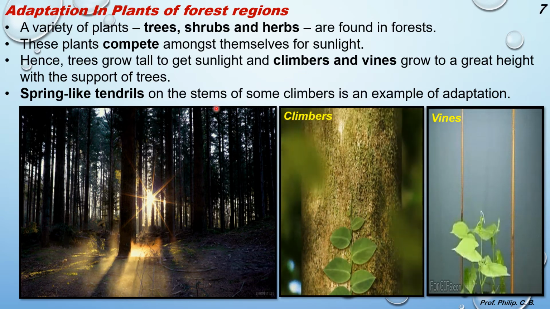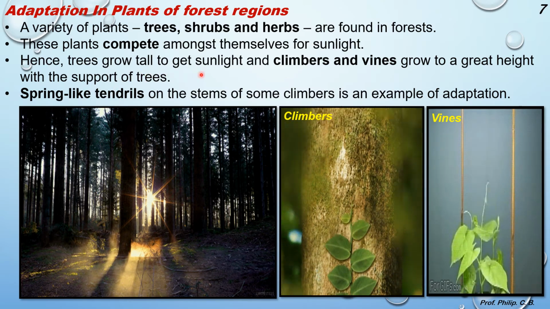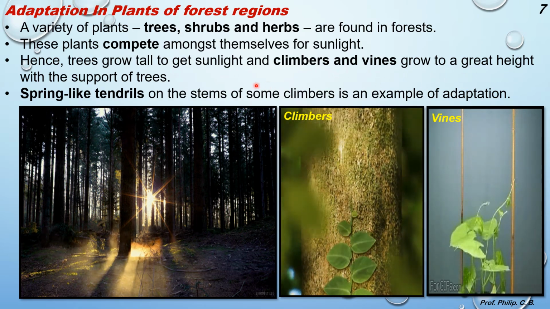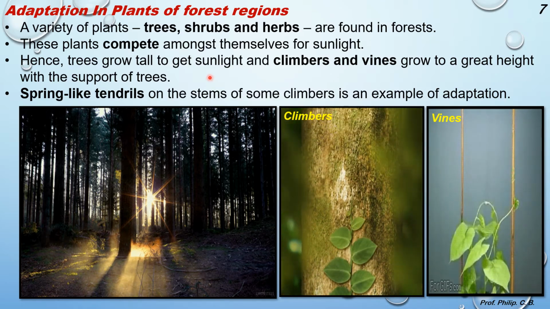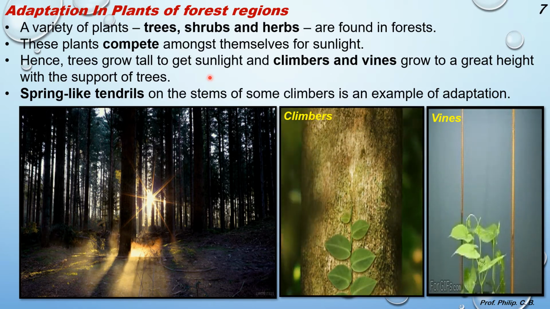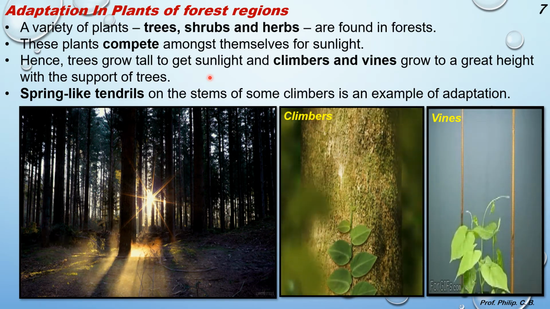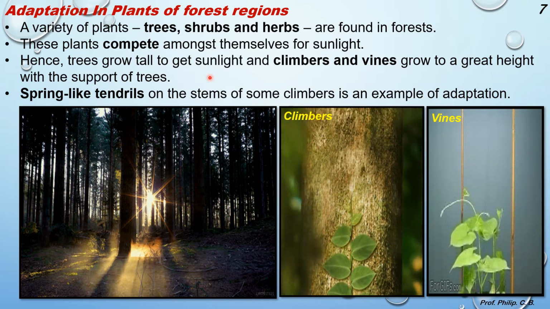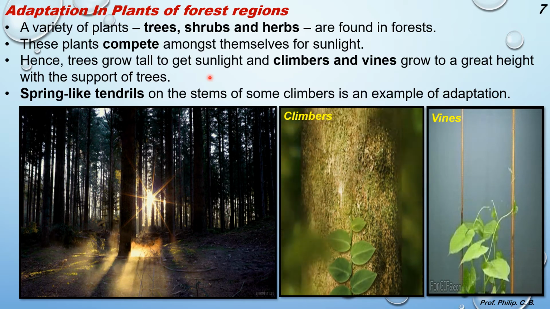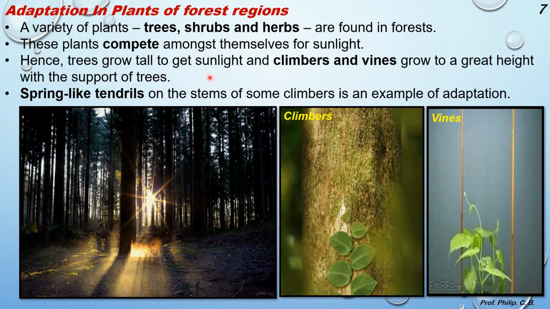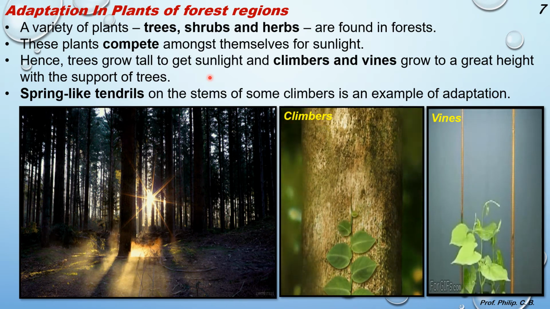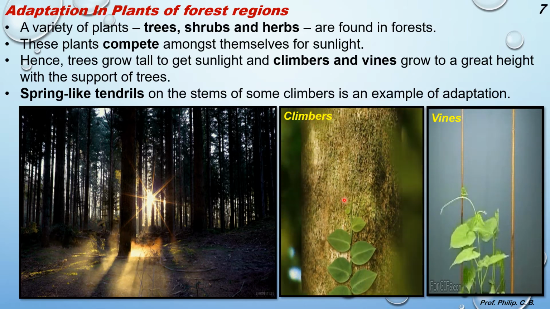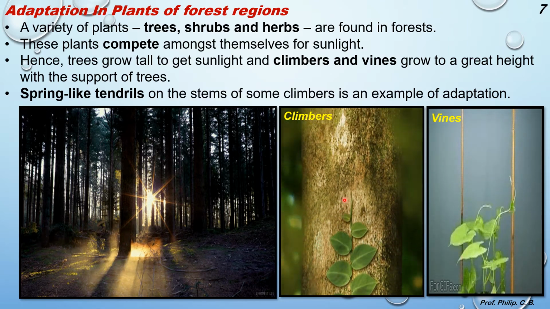So then what happens? Hence these trees grow tall to get the sunlight, and climbers and vines grow to a greater height with the support of the trees. So what is the adaptation here? The other plants also grow tall, or the climbers hold on to other plants, curl around them and start climbing on them. Climbing is a term given because it coils and starts to grow on them. That's why the name climbers, which you can see in a small example. In the animation image in the center, you can see how the climber is growing through the plants.